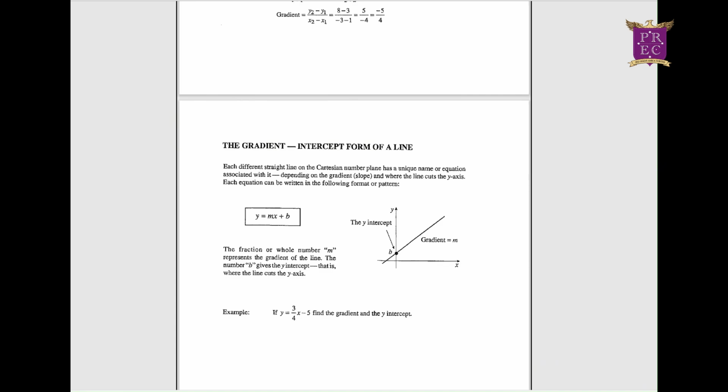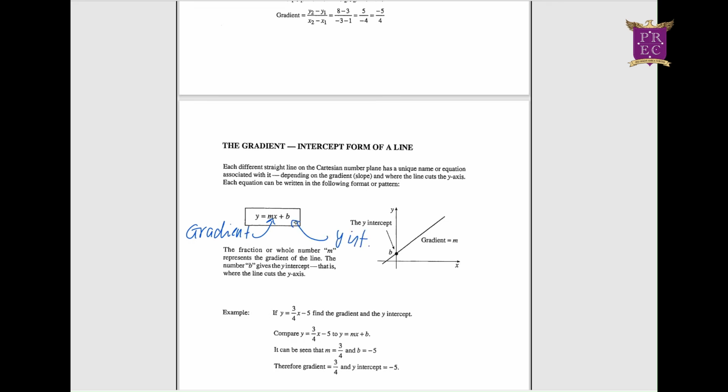Let's have a look at the gradient and intercept form of a line. In this one, the m is the gradient, and the b over here is the y-intercept. Sometimes it's y is equal to mx plus c. This could be c as well. In all the forms it's b, but over here we can use c as well.